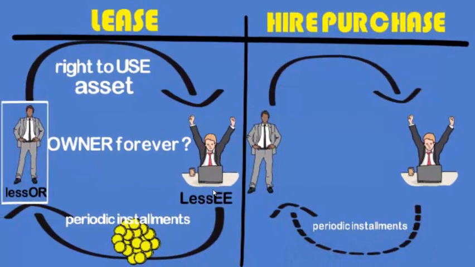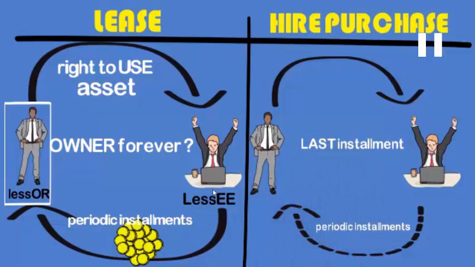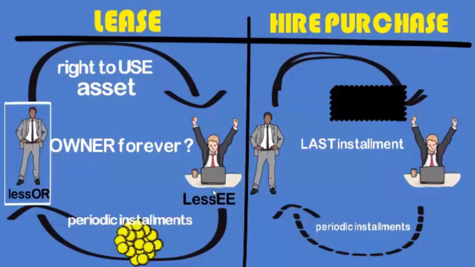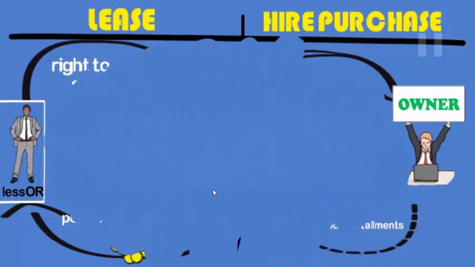the asset is transferred while receiving periodic installments. But when the hirer pays the last installment, the ownership gets transferred to this hirer. Now, who is the owner in lease? That is the lessor, and in hire purchase, it is the hirer.